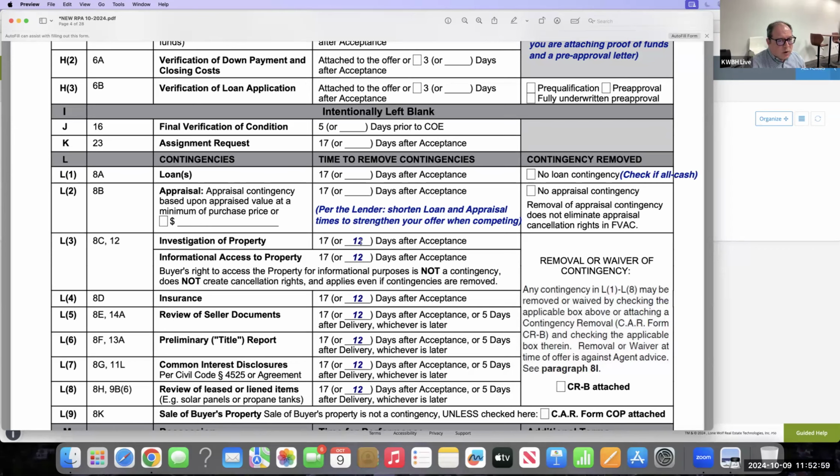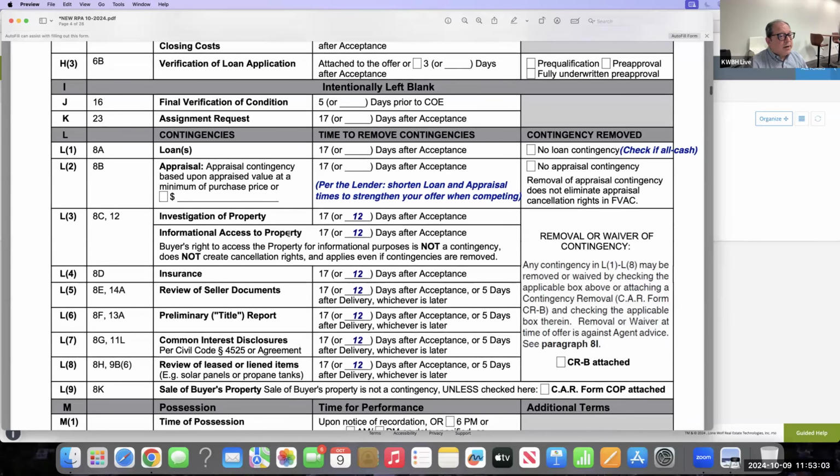All right, so what are we shortening here? The buyer has 12 days to investigate, or 17 by default. Informational access to property. This is an interesting one. Informational access is not investigations. Let's say we remove our investigation contingency, but we put a larger number here for informational access. That would be like, I'm buying a tear down, or I'm buying a major fixer.